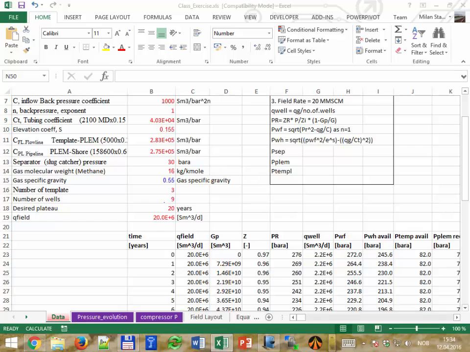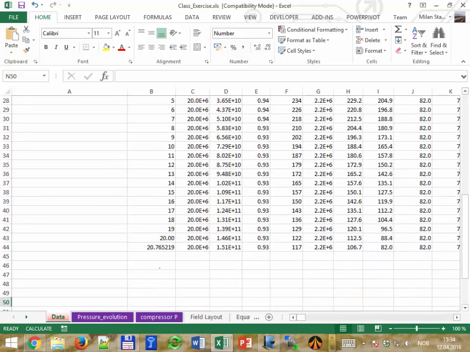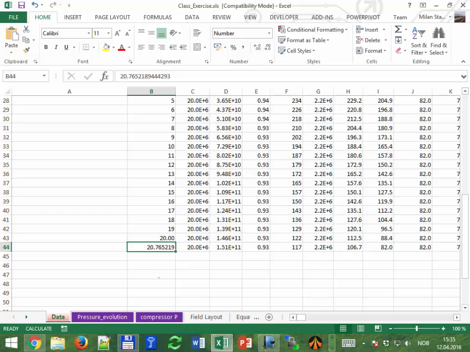We go to Excel, and here on the first sheet we have what you're already familiar with. You're maybe a bit fed up with it. That is the Snøhvit example, and we have already done the calculation all the way to the end of the plateau. That is in year roughly 21, 20.76, and from this point we want to evaluate how a compressor is going to operate.